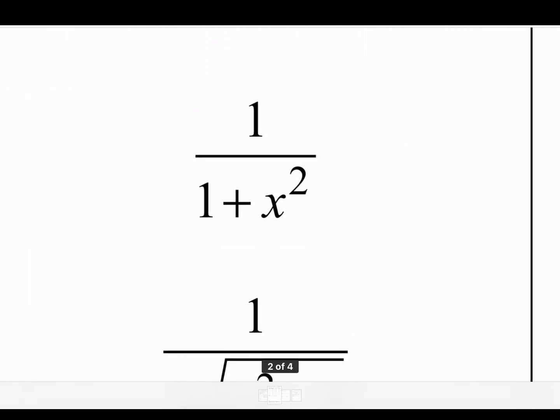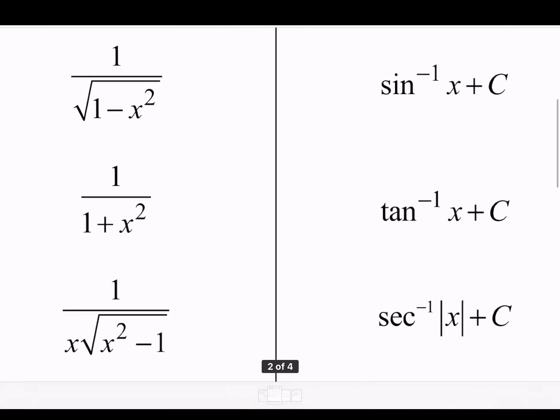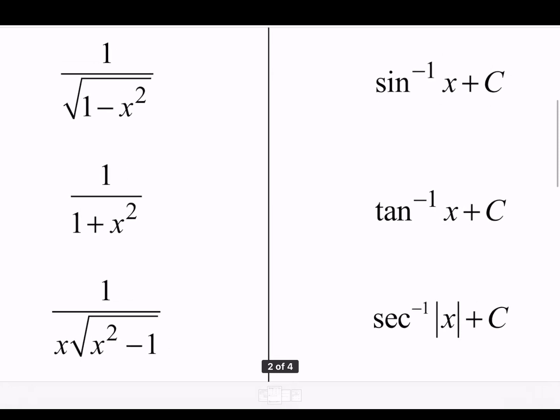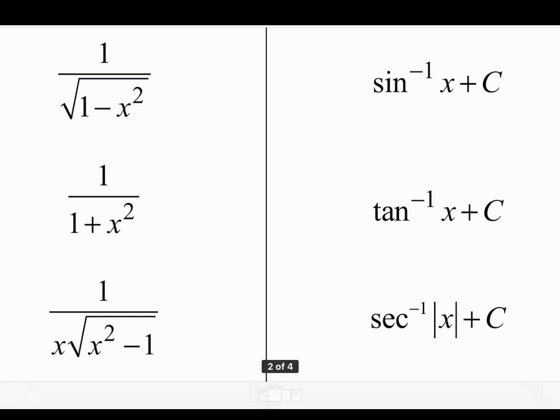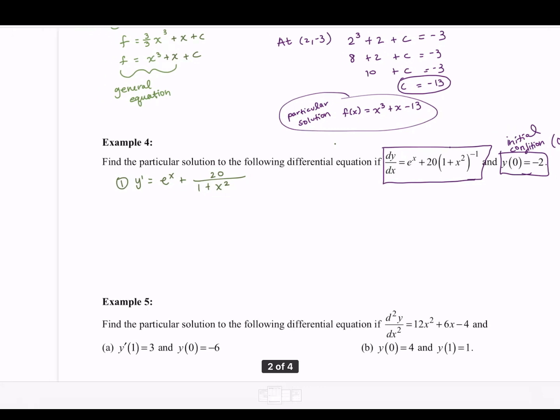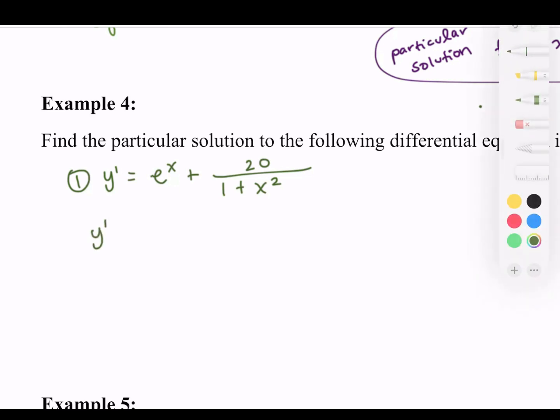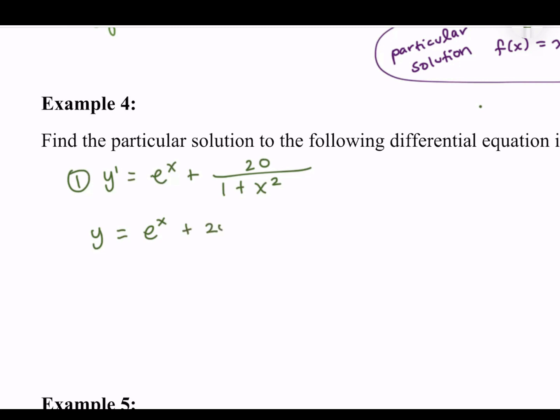So 1 over 1 plus x squared, I just have an extra 20. And so the antiderivative is inverse tangent. Oh my gosh, it's making us use an inverse tangent. That's pretty tricky, but use your table when you need help. It's okay. So now, finding my antiderivative, the antiderivative is just y. The antiderivative of e to the x is e to the x. That one's nice. And then 20 inverse tangent of x plus c.